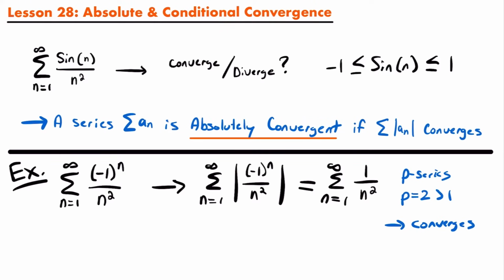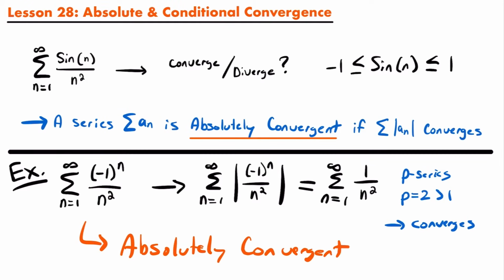Right? If p was less than or equal to 1, then it would diverge instead, but since it's greater than 1, the p series converges. And so we've shown that this series converges, which means that our original series is absolutely convergent. And so we can write that down. This series is absolutely convergent.